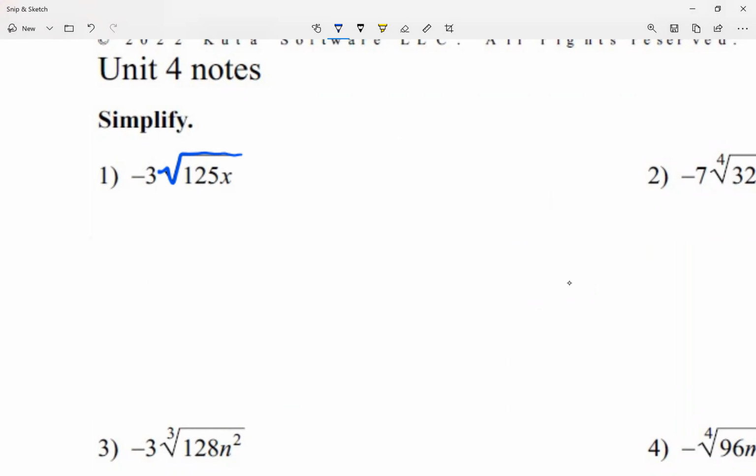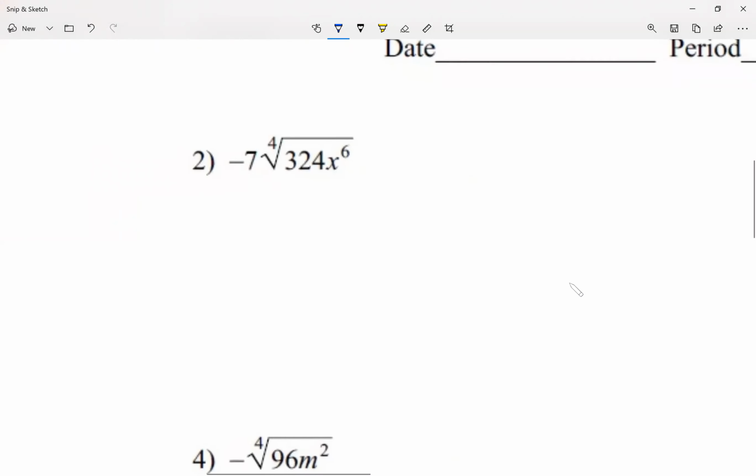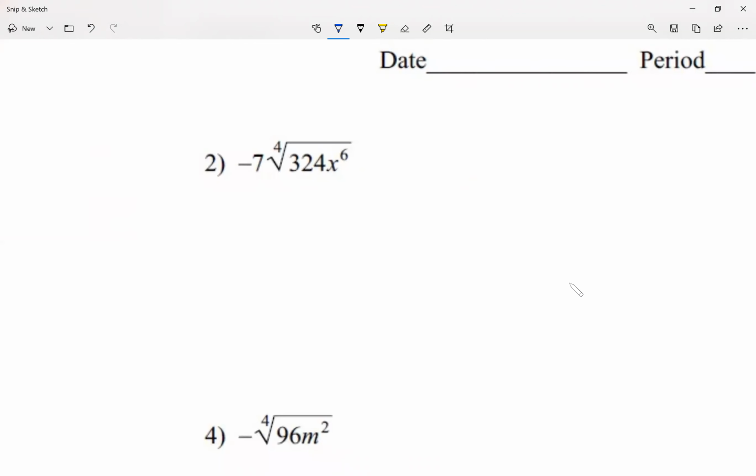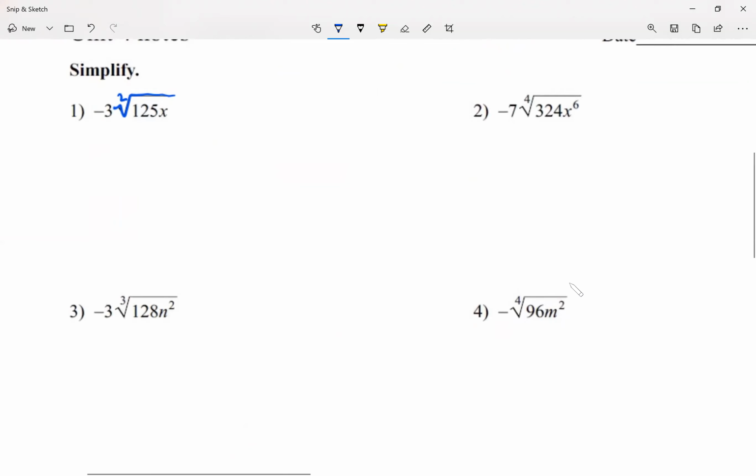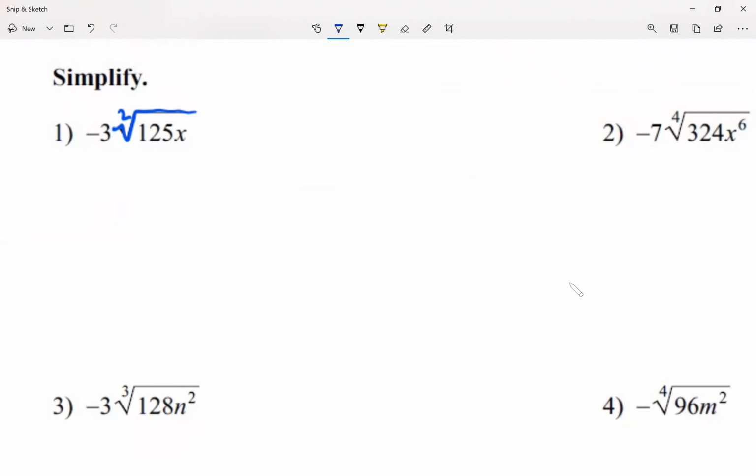If we don't see the root number outside, kind of like right here, when we don't see the root, we say the root is 2. So we call that square root. But the root can also be here. Question number 2, you see my 4 there? What it means is the root is 4. Now, the interesting part is that radicals basically undo an exponent. It's the opposite of an exponent.